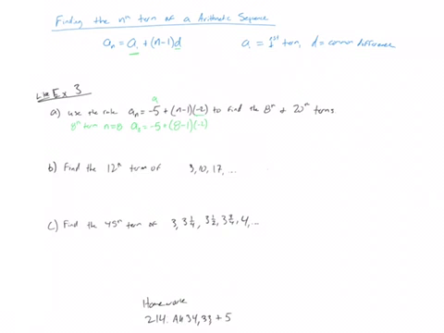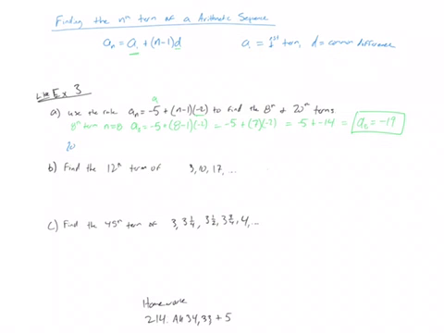So let's just simplify that down. That's going to be negative 5 plus 8 minus 1 is 7. 7 times negative 2 is going to be negative 5 plus a negative 14, which is going to give me a negative 19. So that means my a sub 8 is negative 19. Let's go ahead and find the 20th term now.